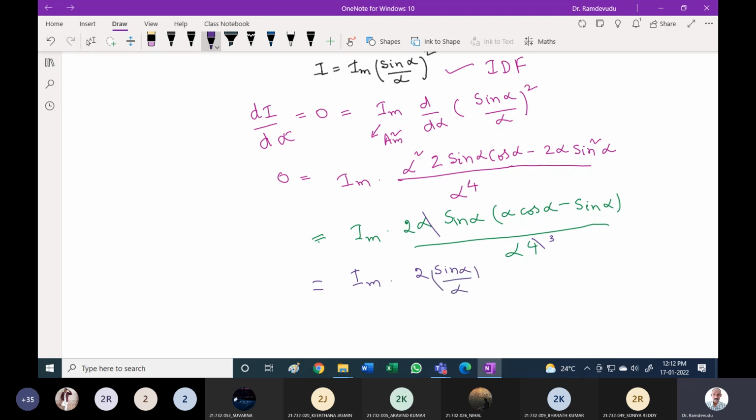Therefore I will write this as Im into 2 sine alpha by alpha, into alpha cos alpha minus sine alpha by alpha square. Because I have to have an alpha cube here, I have taken 1 alpha here and 1 alpha square. I'll get it equated to 0.